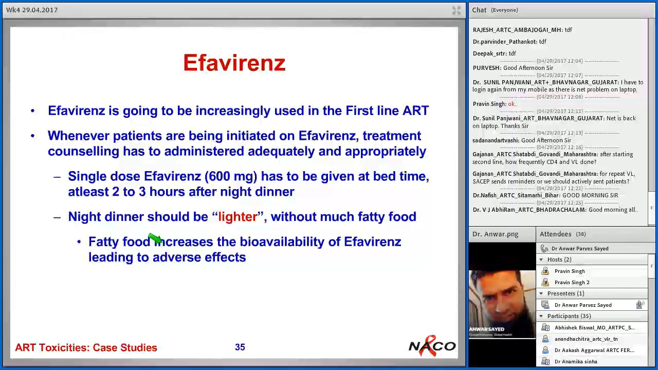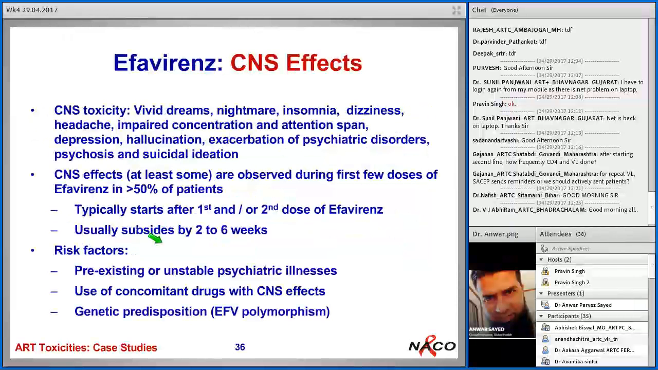Other measures which can be taken: it is to be taken 2 to 3 hours before dinner, and also dinner should be lighter without much fatty meal.